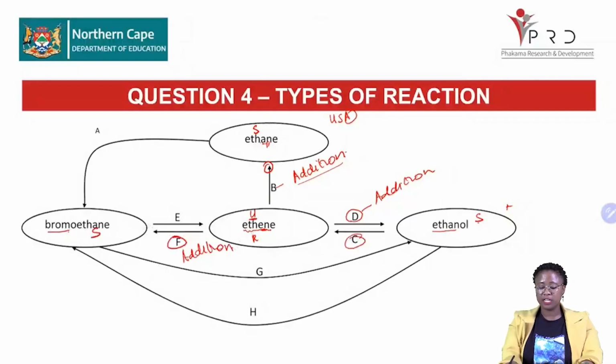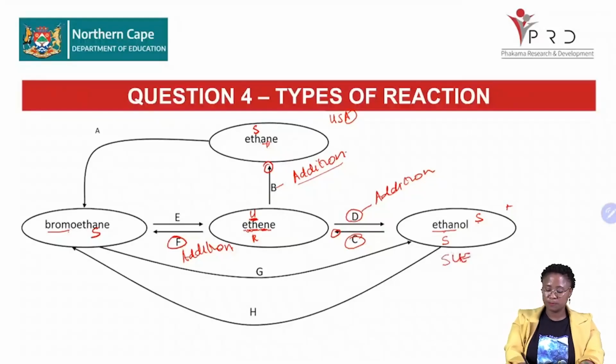So let's look at C. That will be an elimination reaction, because now I'm starting from ethanol. That will make ethanol a what? A saturated reactant, and the arrowhead points to ethene. That will make ethene an unsaturated product. So if I have a saturated reactant to an unsaturated product, the type of reaction will be elimination. So C is elimination.